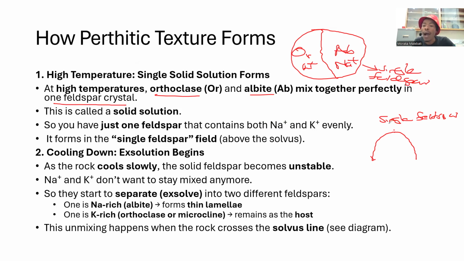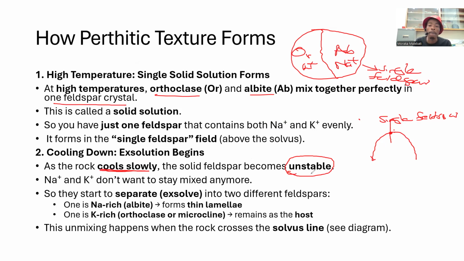But once you are lowering the temperature, especially when you hit the solvus line, separation starts to take place. Remember, lowering the temperature has to be slow. It has to be slow cooling. So as the rock cools slowly, the solid feldspar becomes unstable. This is very important. It becomes unstable, and if it's unstable, it's no longer happy in the conditions you are putting it into. Then what will happen is unmixing starts to happen.